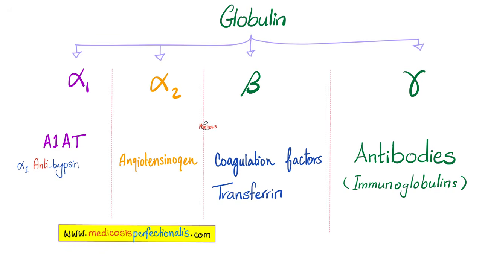Then you have your beta globulin. These are the coagulation factors and transferrin, which carries iron. And you have the gamma globulins. These are your antibodies or immunoglobulins. And the mnemonic is MAGID. So IgM, IgA, IgG, IgE, and IgD. MAGID is a boy's name that you can find in North Africa, the Middle East, Iran, etc.